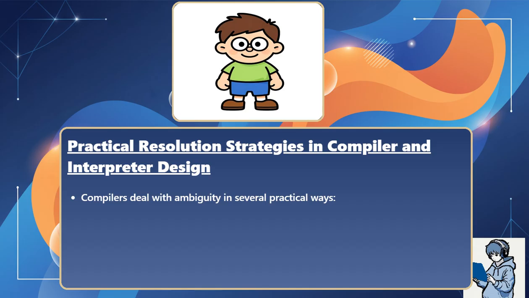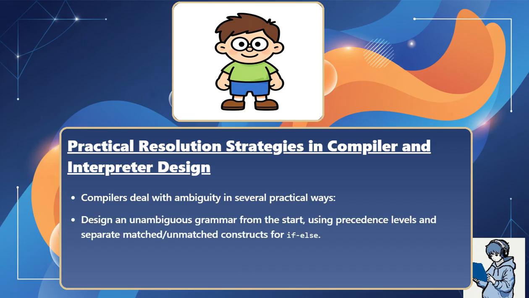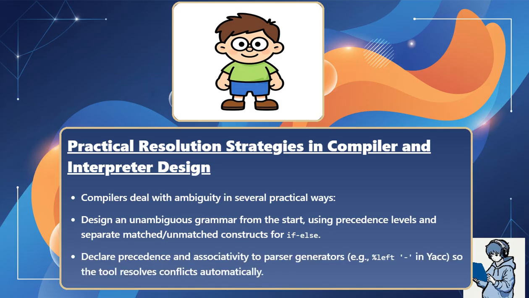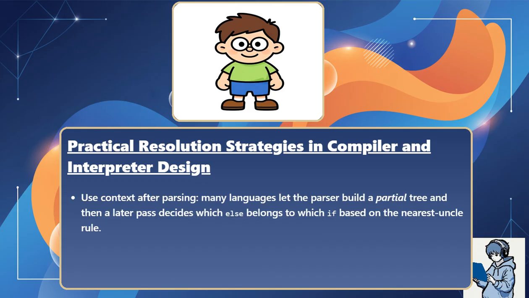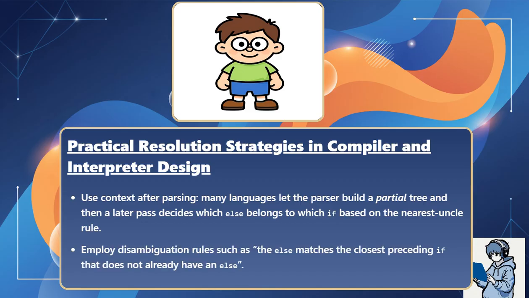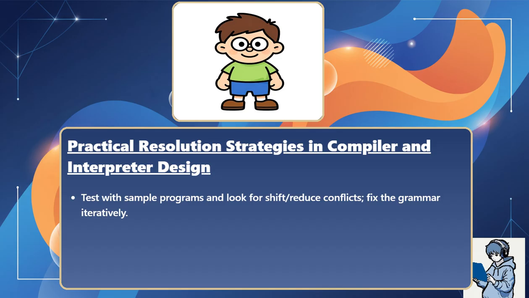Compilers deal with ambiguity in several practical ways. Design an unambiguous grammar from the start, using precedence levels and separate matched or unmatched constructs for if-else. Declare precedence and associativity to parser generators, for example %left in Yacc, so the tool resolves conflicts automatically. Use context after parsing. Many languages let the parser build a partial tree and then a later pass decides which else belongs to which if based on the nearest-if rule. Employ disambiguation rules such as the else matches the closest preceding if that does not already have an else. Test with sample programs and look for shift-reduce conflicts.